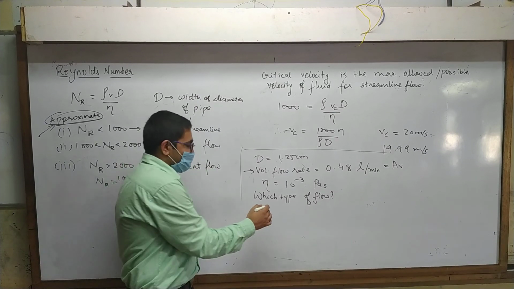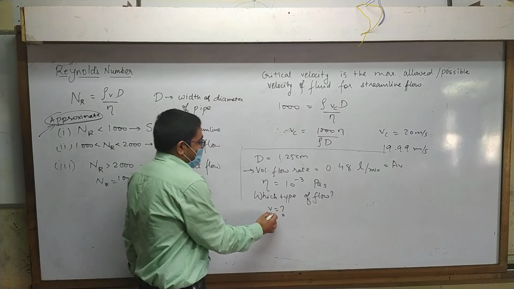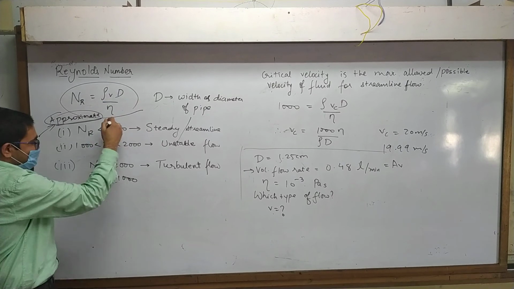So find v first of all. By doing all this, find v and then put it in this formula and see what you get.